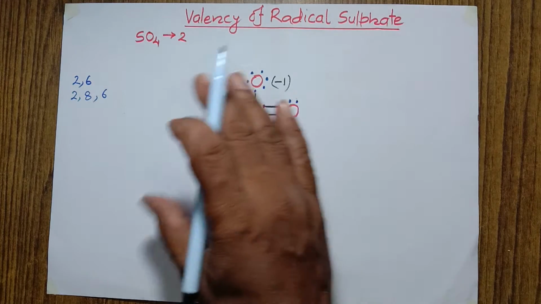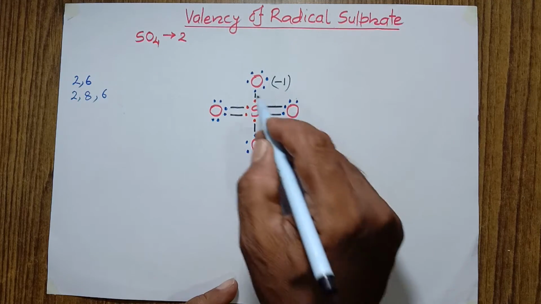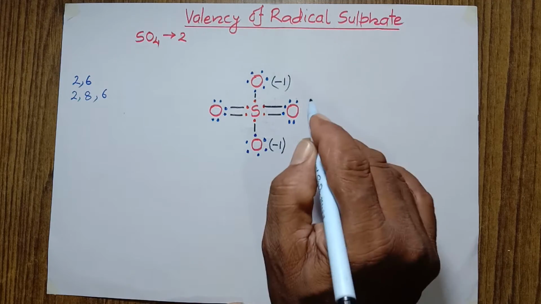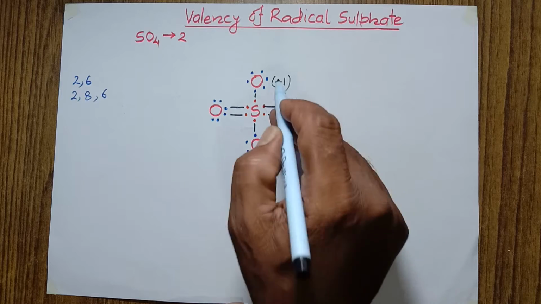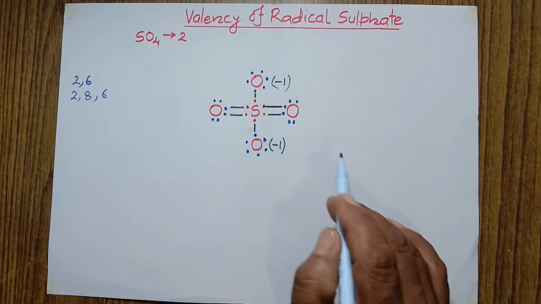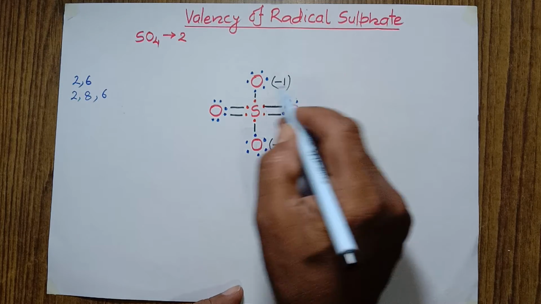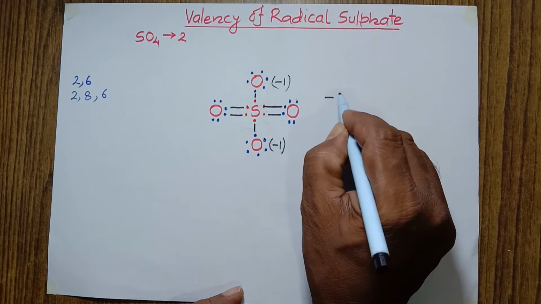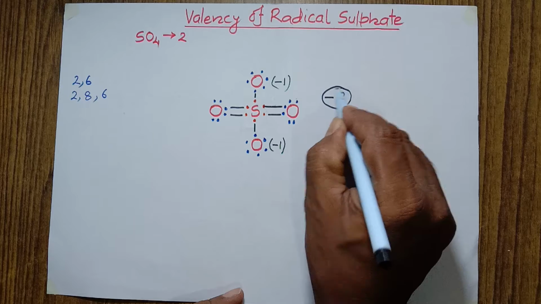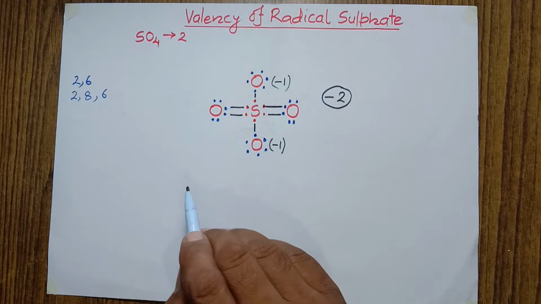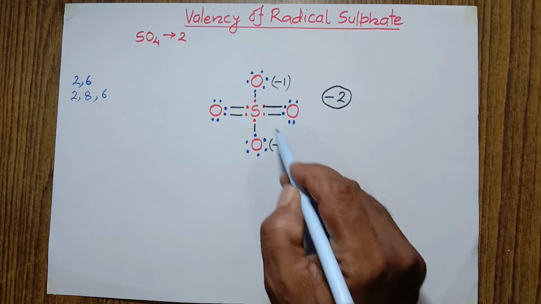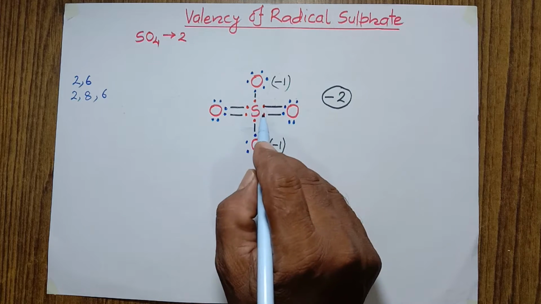Now what is the result of all this discussion? This sulfate requires 2 electrons from others in a chemical reaction. It gains 2 electrons from others. That's why its valency is negative and it is 2. Now what about sulfur? I'm talking only about the oxygen. In the case of sulfur, it is different.